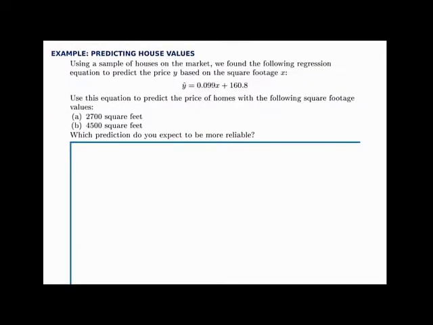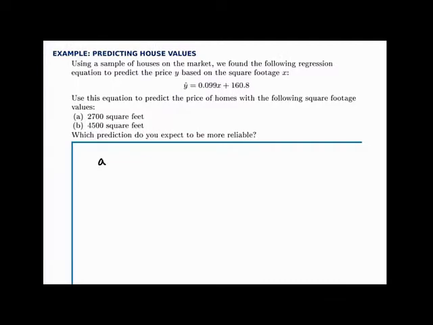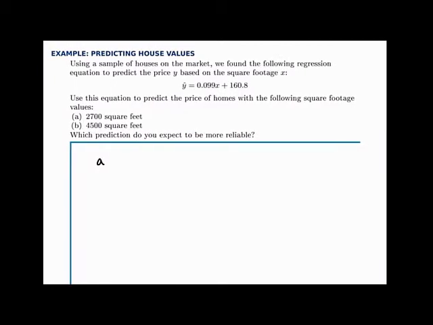Here we're given a regression equation, which we developed in a previous example, to predict the price of a house based on its square footage. So if x represents the square footage, we can predict the price in thousands of dollars. So if we entered 1,000 for the square footage for x, we could calculate a value for y that would be the predicted price for houses with that square footage. Now we're going to use this equation to predict the price of homes with two different square footage values. So all we have to do in each case is replace x with the given value for square footage.